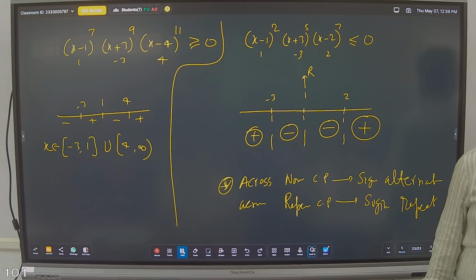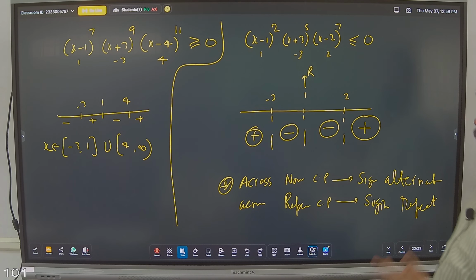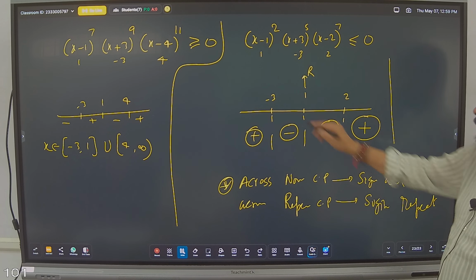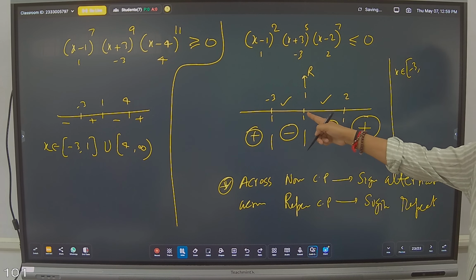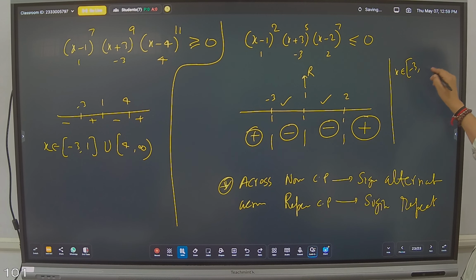Am I clear? Okay. Now what I want is negative. So where is negative? Here. So x element of, speak out, -3 closed, till when? 1, 1 also closed. Union, again 1, 2, 2.